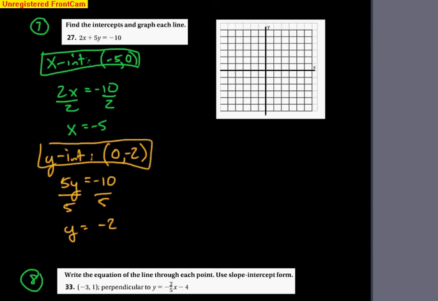And you can graph the line by plotting those 2 points. Negative 5, 0 is on the x-axis, left 5: 1, 2, 3, 4, 5. And then the y-intercept is on the y-axis, down 2: 1, 2. And there's your points. Connect them with a straight line as best you can. And there you go, that's the graph of the line.